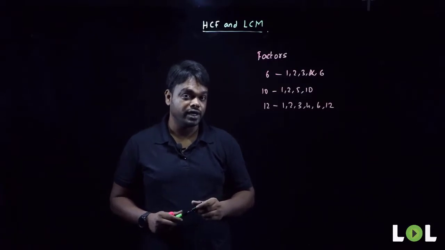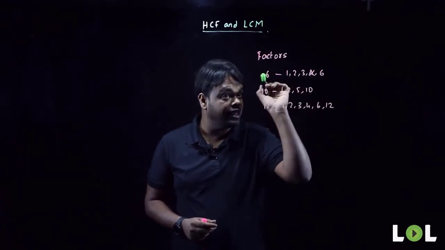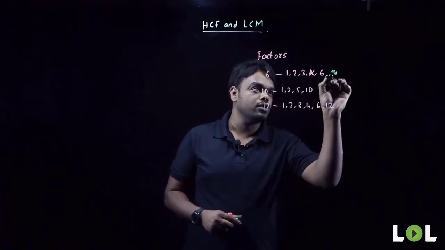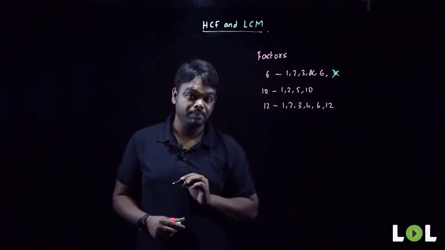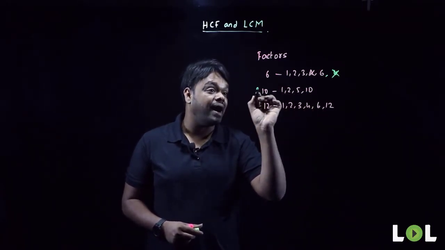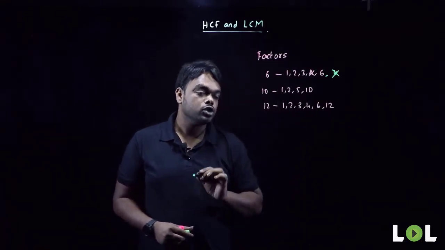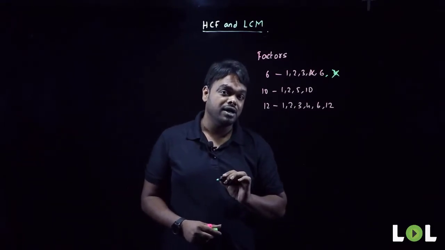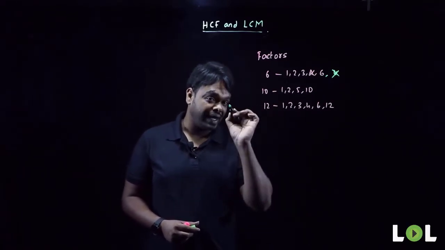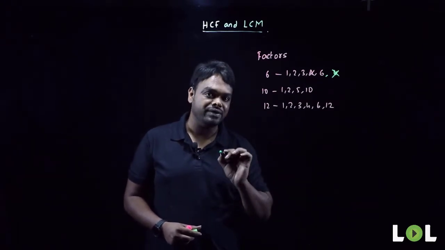Now, what are factors doing? If you observe, 1, 2, 3 and 6 are factors of 6 only because these numbers can divide 6. Can I call 4 a factor of 6? No. Why? 4 cannot divide 6 completely. Likewise, 1, 2, 5 and 10 are factors of 10 because they can divide 10. 1, 2, 3, 4, 6, 12 are factors of 12 because they can divide 12. So what do you mean by factors of any given number? Factors of any given number are those numbers which can divide the given number completely. They are nothing but factors.